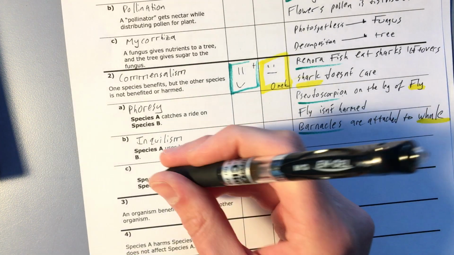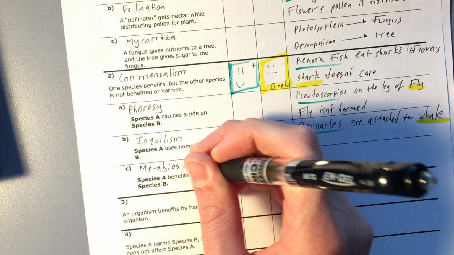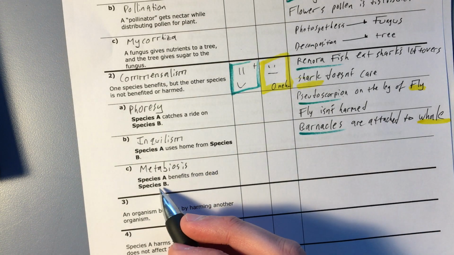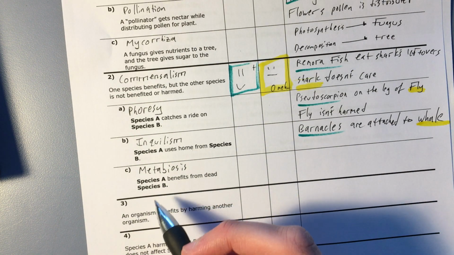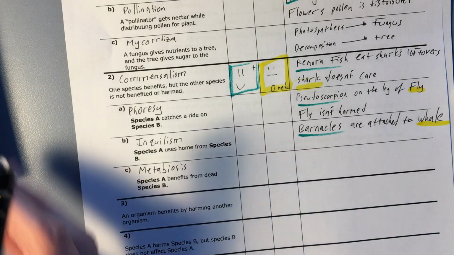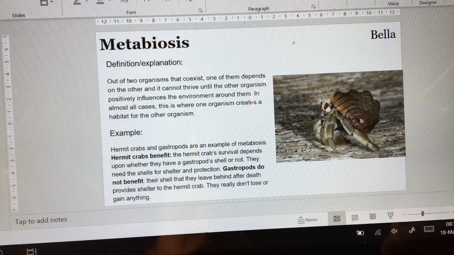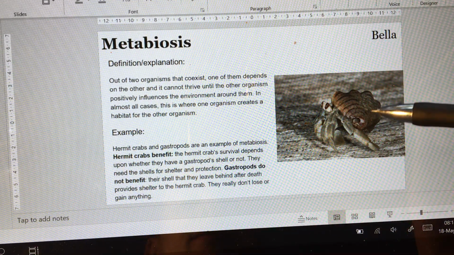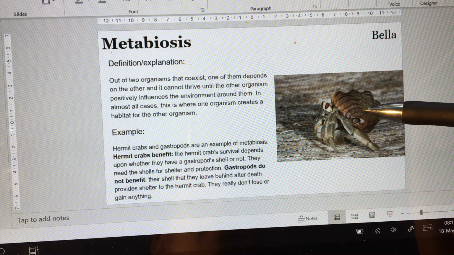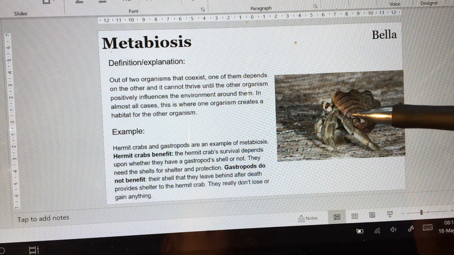And the last type of commensalism that we'll talk about is metabiosis. This is when species A benefits from dead species B. So species B isn't even alive to care. The most common example is hermit crabs. So this is a gastropod shell. They're kind of similar to snails, or they are snails. They live in the ocean. But after that snail dies, it leaves behind a shell.